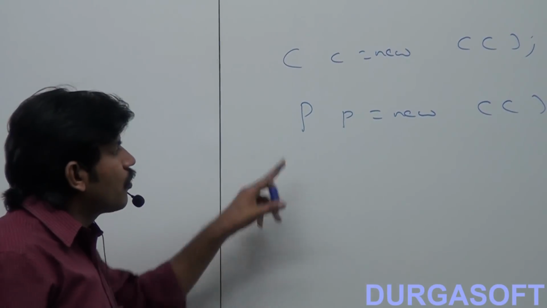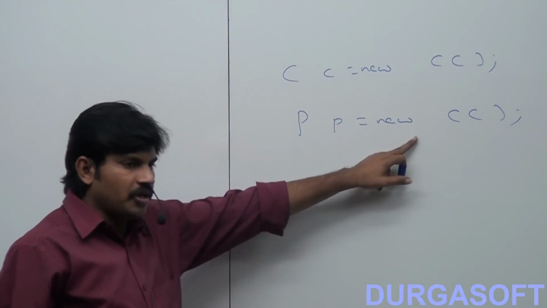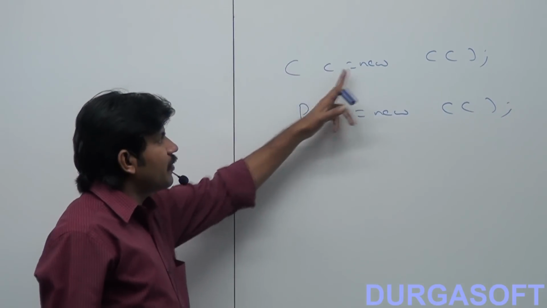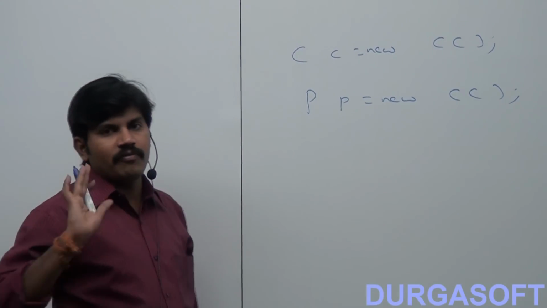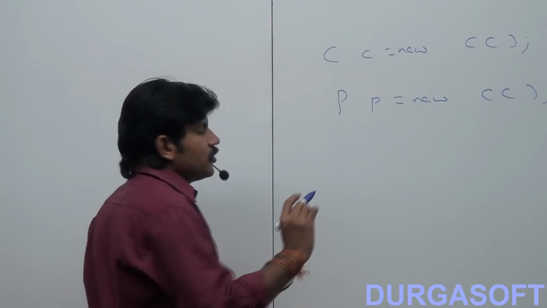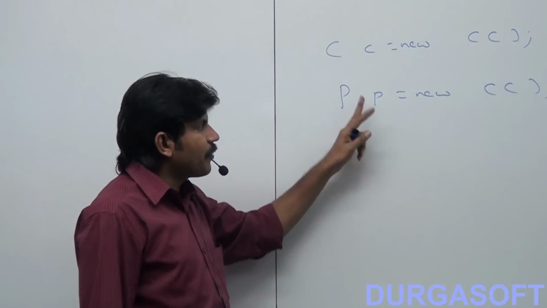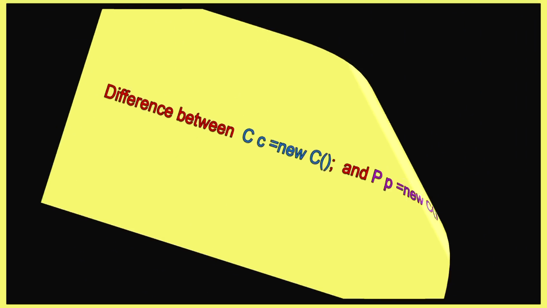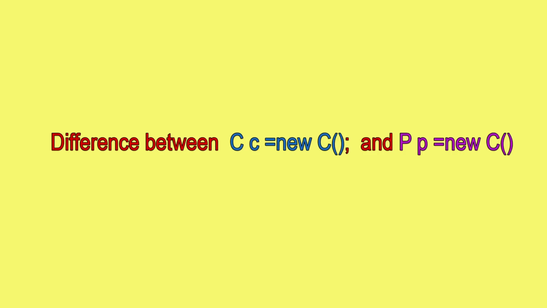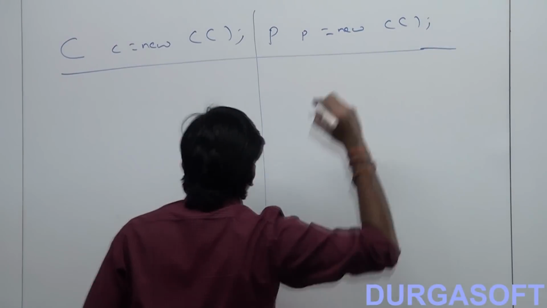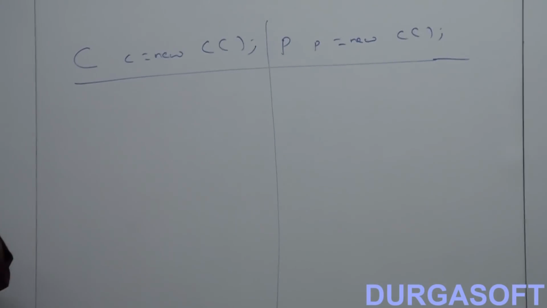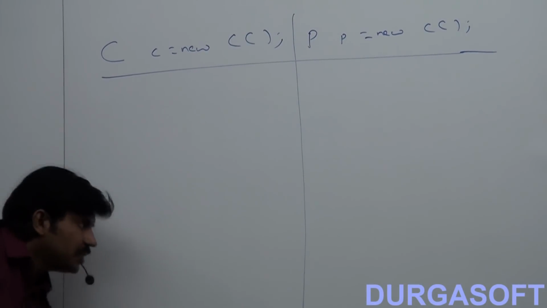So when should we go for a parent reference to hold a child object, and when can we use a child reference for a child object? Very simple terminology. So what is the difference between Child C is equal to new Child and Parent P is equal to new Child? I have to explain.